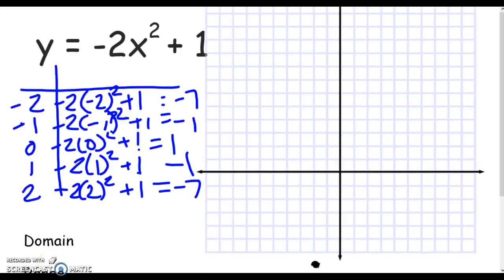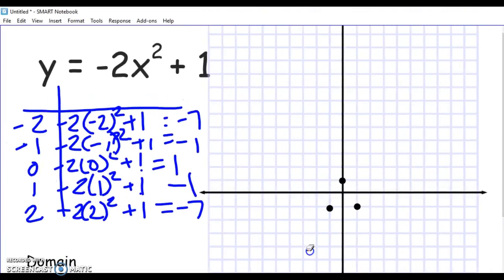I'm going to graph now, and what you're going to see is your graph is probably a little off. In this case, we're going to go over -2, down -7. I'm going to go over -1, down -1. I'm going to go over 0, up 1, over 1, down 1, and over 2, down 7. Go ahead and graph your parabola in there.